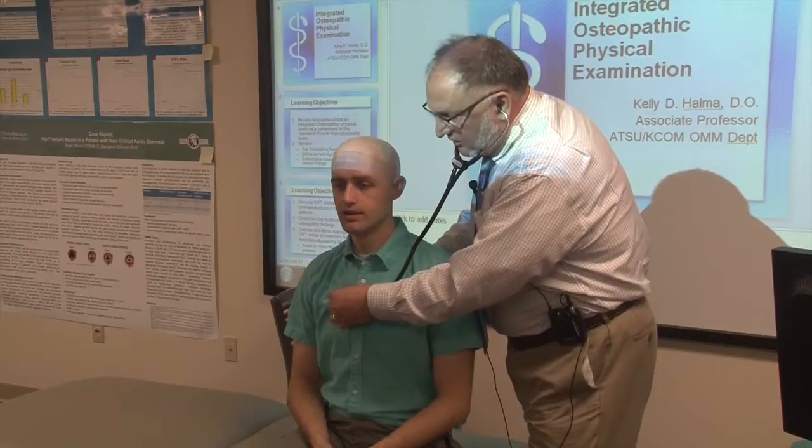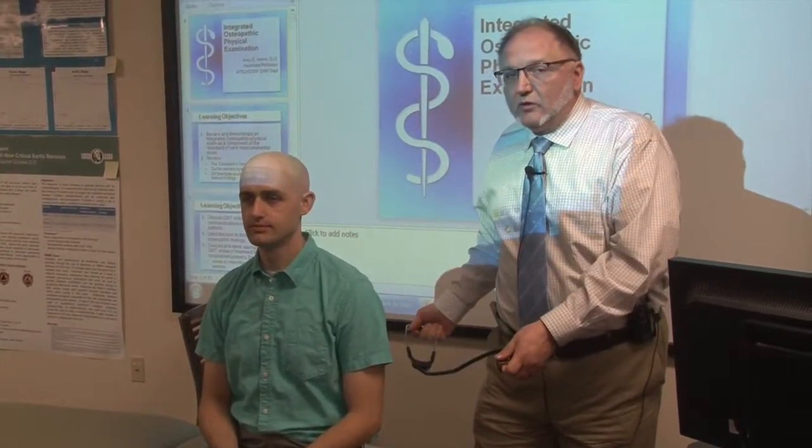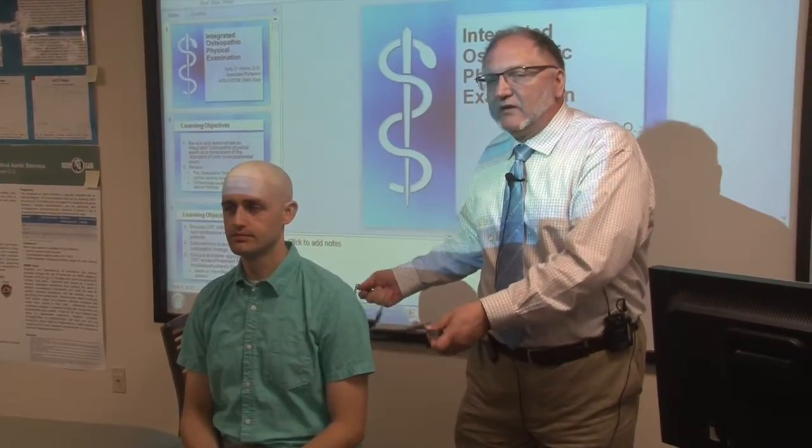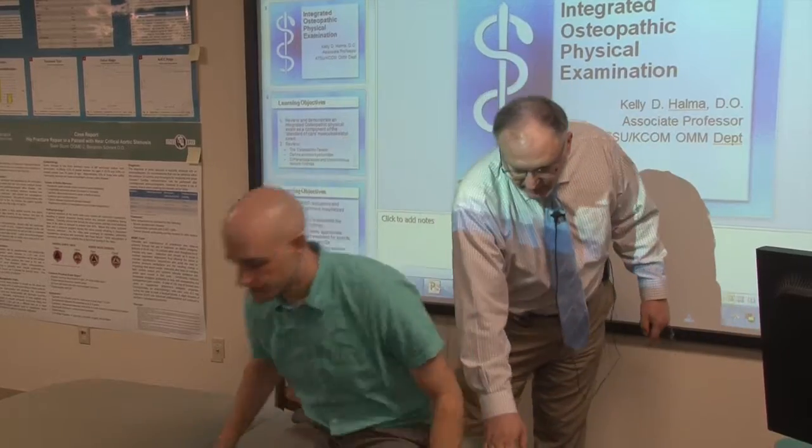Deep breath in and out. Again. So as I'm already doing what I have to do, I'm assessing the rib motion. I can see it going up and down, back and forth. I can see whether there's any asymmetry going on. So let's go ahead and have you lay on your back with your head up this way.